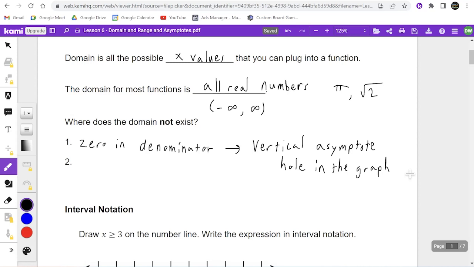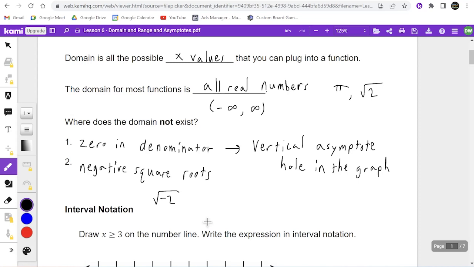And number two, we have to be on the lookout for negative square roots. You cannot have negative square roots. An example of this, you cannot have the square root of negative 2. Because if you plug this in your calculator, it's going to throw an error back at you. Any questions on those first two things?